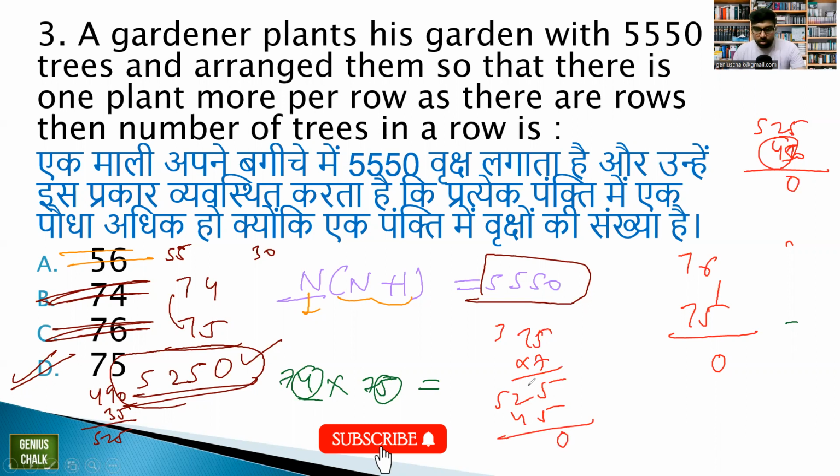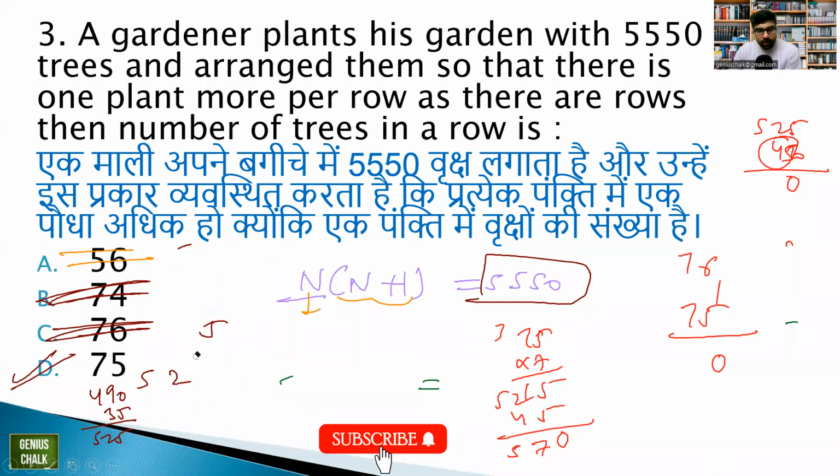So how much? It's 0, 7, 5. 7 it is. Okay, let's check it again. There is some mistake maybe here. Let's check this option wise.